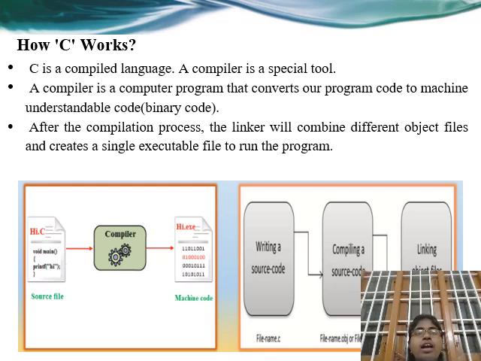How C works. C is a compiled language. A compiler is a special tool, a computer program that converts our program code to machine-understandable code like binary code. After the compilation process, the linker will combine different object files and create a single executable file to run the program. This is a pictorial representation of how the compiler converts the source file into machine code. If you write a source file, the program goes through the compilation process, and the compiler converts the source file into machine code, like binary values.